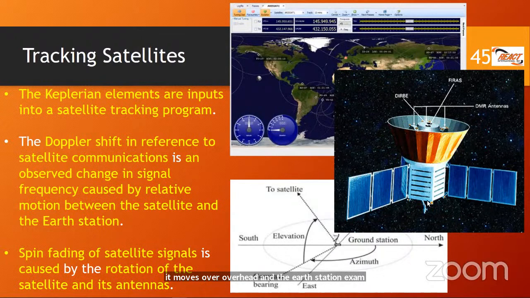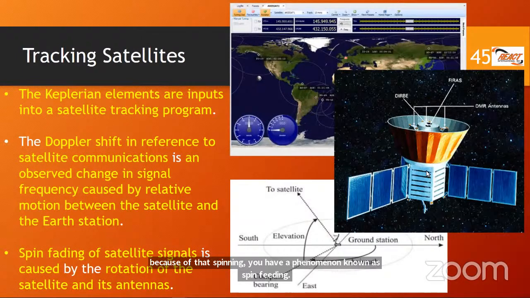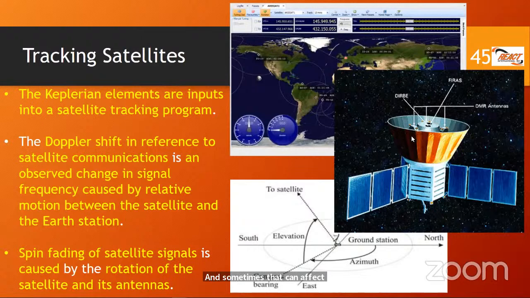So our satellite may look like this, and the satellite is not necessarily stationary. Even geostationary satellites are not necessarily stationary, right? But especially those that are LEO satellites, sometimes these satellites are spinning in space. They don't just stay steady, they may be spinning. And because of that spinning, you have a phenomenon known as spin fading. And sometimes that can affect your reception and also transmission to the satellite.